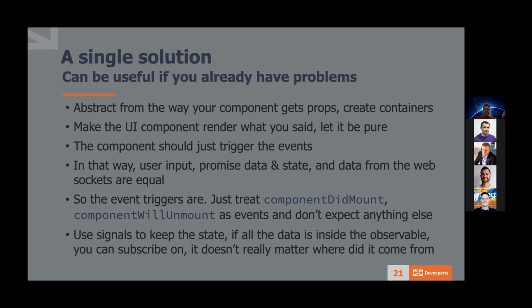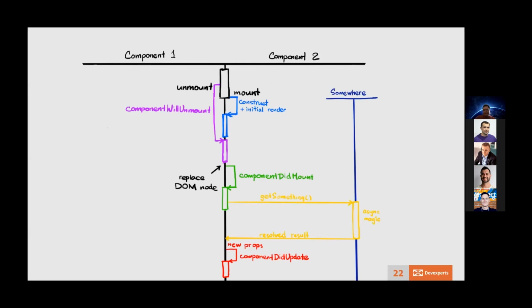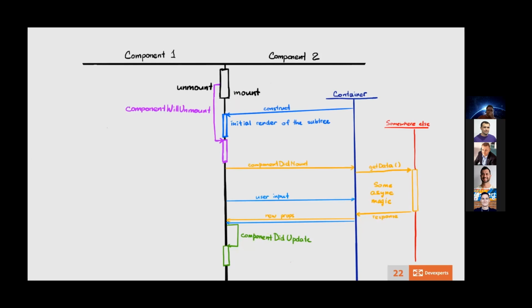And use signals to keep the state, because most signals are just observables. And if all the data is inside the observable, you can subscribe to it. It doesn't really matter where it came from. It can be from the REST API, it can be from WebSockets, doesn't matter. So remember this image, and that's what we have here.